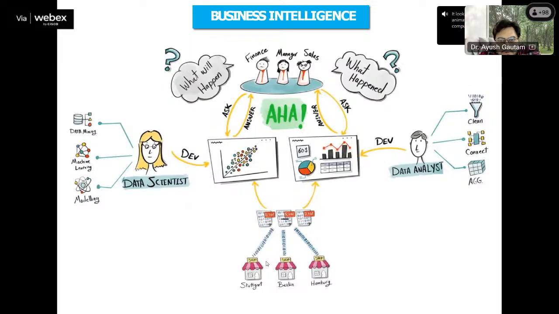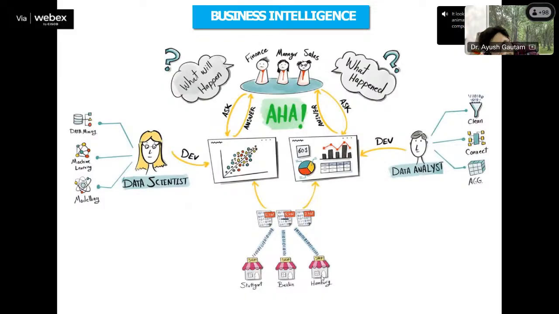So suppose there is an industry, and that industry has 3 warehouses: Stuttgart, Berlin, and Hamburg. And these are the managers of this company. Let's say the company is a pharma company, let's say Bayer. So Bayer is the name of the company, and it has 3 warehouses in Stuttgart, Berlin, and Hamburg.